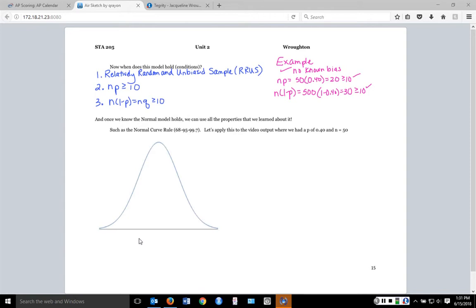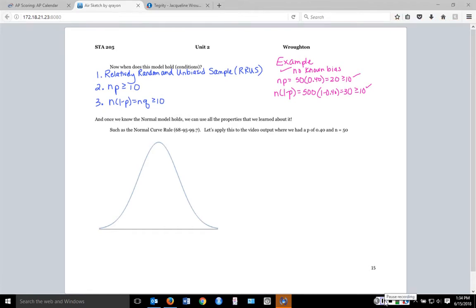All right, so now that we know we have a normal distribution, we know its mean, we know its standard deviation, we can apply everything that we learned in the first module about normal distributions to this scenario. So one of the first things we'll talk about is our normal curve rule, or 68, 95, 99.7 rule, or sometimes even called the empirical rule. So we're going to see how this would apply to when we had a p of 0.4 and an n of 50.